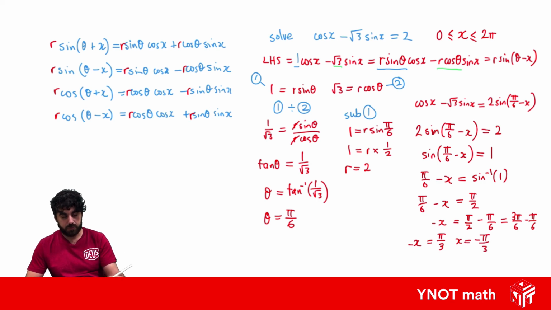But this answer is not within the domain. If we get a negative answer, we can just add 2 pi, because always adding or subtracting 2 pi to our answer for trig functions gives us the same value. Adding 2 pi is the same thing as adding 6 pi on 3. So then we get x equals 5 pi on 3 for our solution.